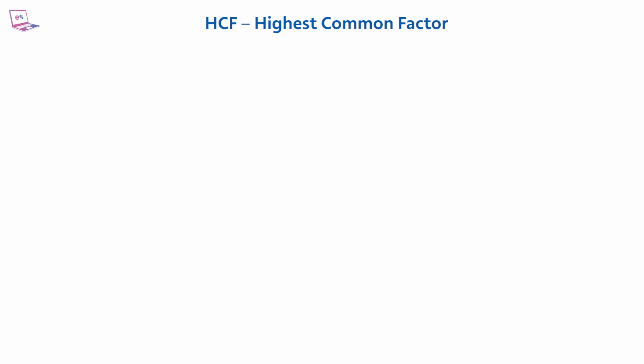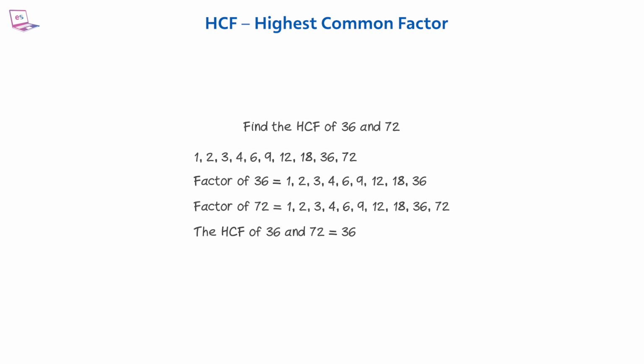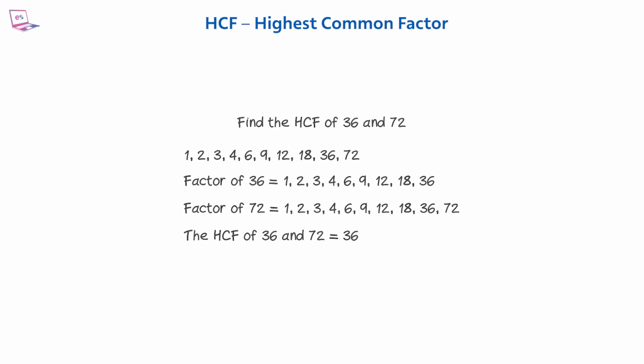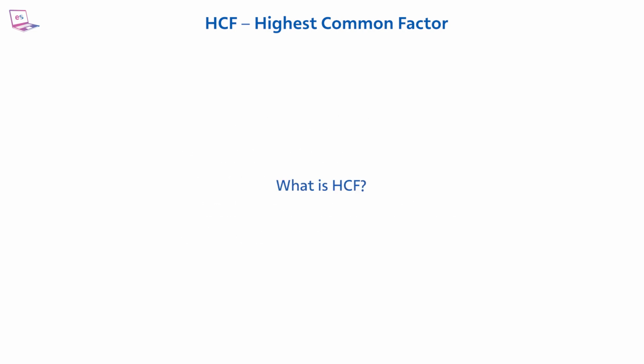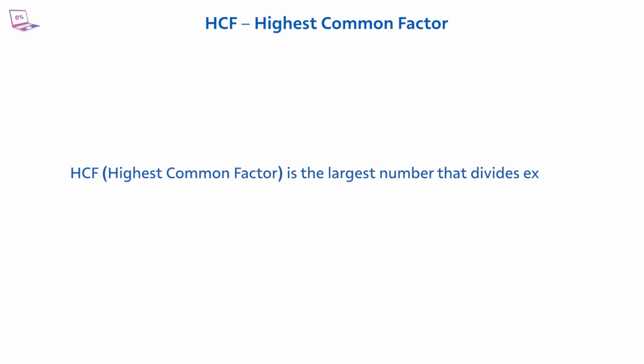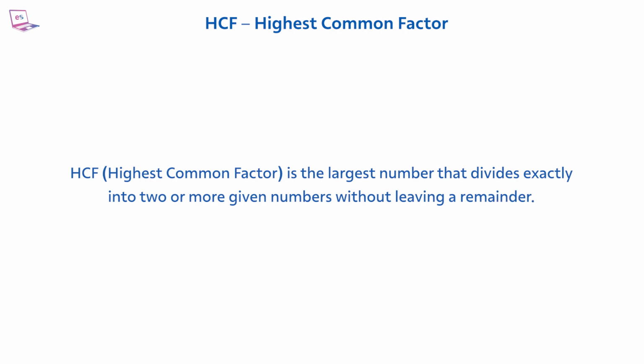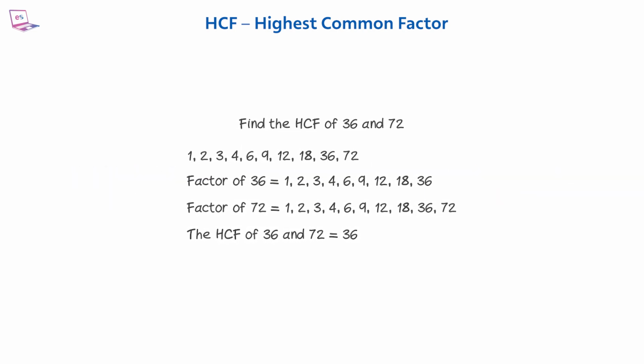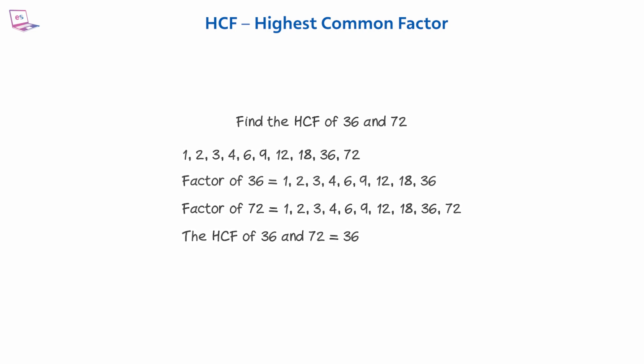HCF, highest common factor. In this video, you will learn how to find the highest common factor of two numbers. What is HCF? HCF, highest common factor, is the largest number that divides exactly into two or more given numbers without leaving a remainder. To find the HCF of two numbers, list the factors of both numbers and identify the largest one that appears in both lists.